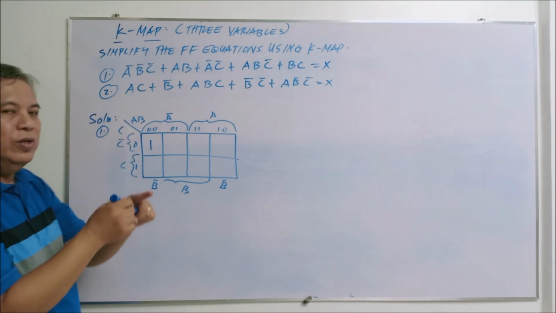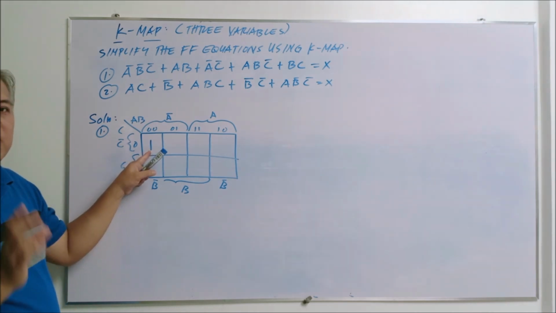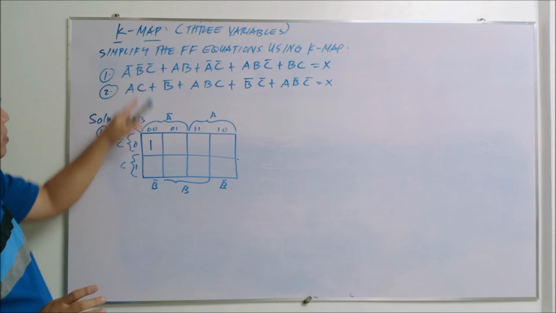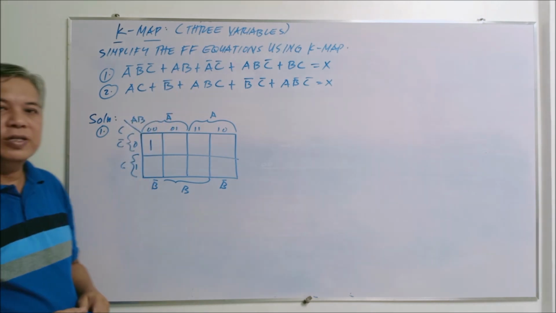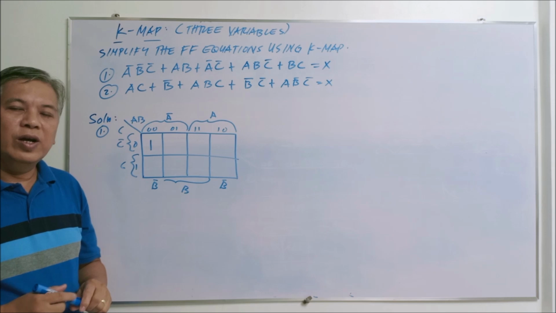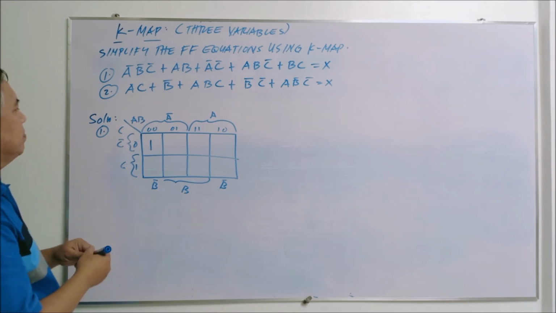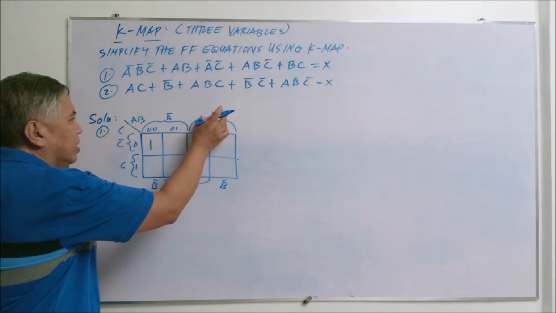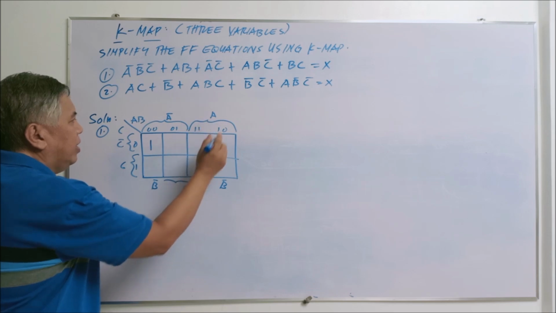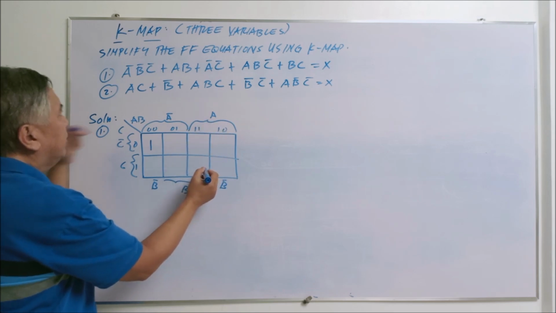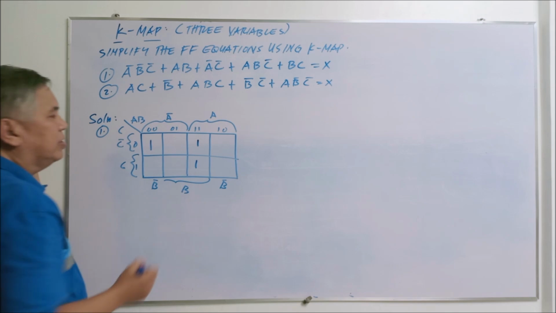Okay? In our rule, it says a single cell which cannot be combined represents a 3-variable term. Then you have a 2-variable term: 2 adjacent cells represent a 2-variable term. So we have AB, that is in this particular area. A is these 4 cells, and B is these 2 cells. So the intersection of AB will be these 2 adjacent cells.